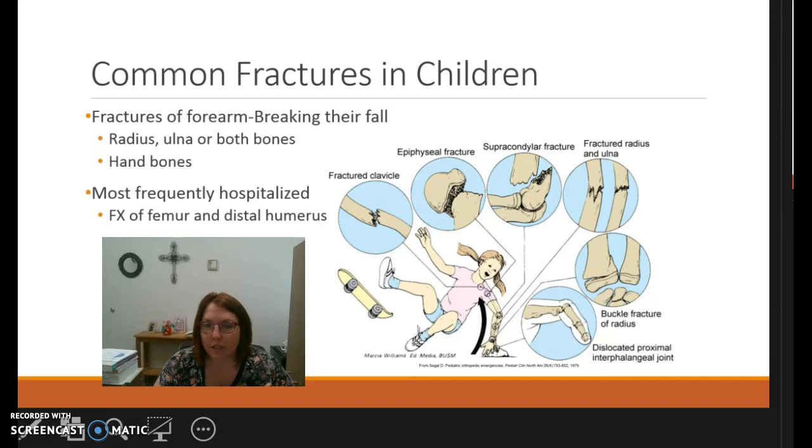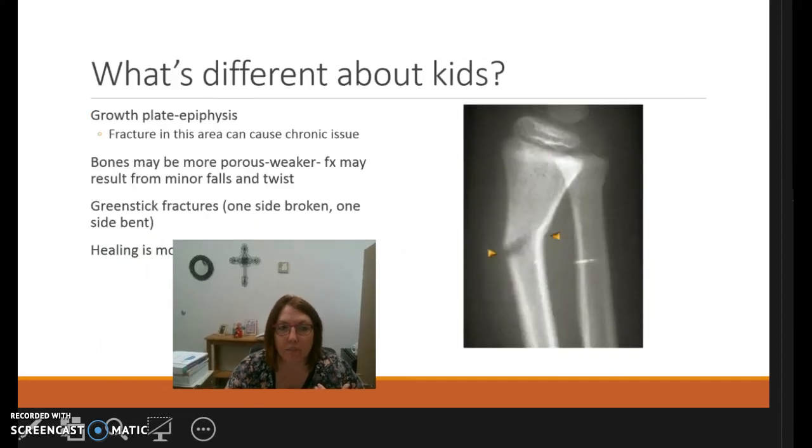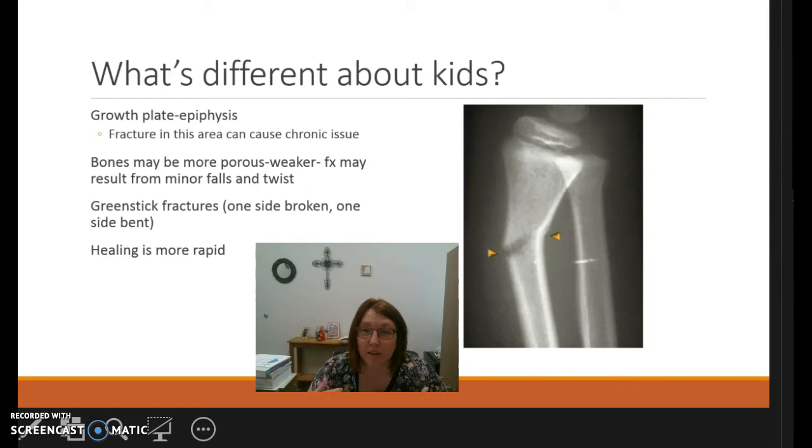And if you look at this, you can see why. Riding skateboards, coming down off a bicycle, they put their hands down. So the radius and ulna are both bones involved. Most frequently, if kids are hospitalized, it's due to fractures of the femur and distal humerus. What's different about kids is they have a growth plate. So if they fracture that growth plate when they're younger, it can cause chronic issues a little bit later on.